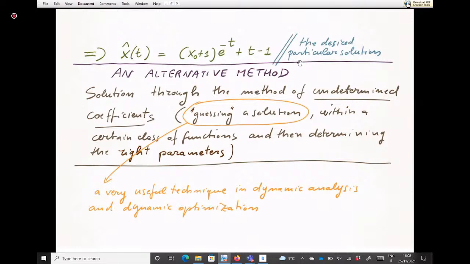Here there is a sort of stability property, and the stability property comes from the fact that this is the exponential of minus t. So the parameter a of the equation is positive. So this term disappears in the long run, and what is left is only the linear part of the solution. But this is not a steady state, it is a time-varying solution.